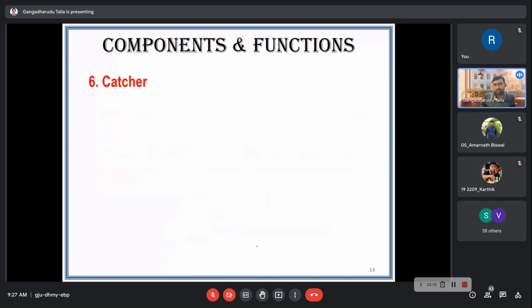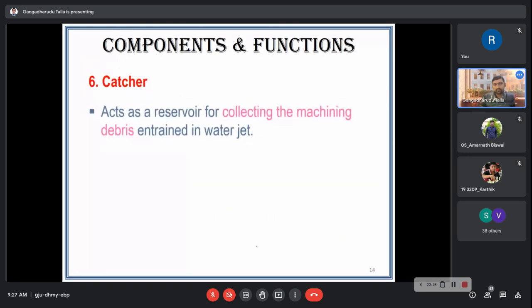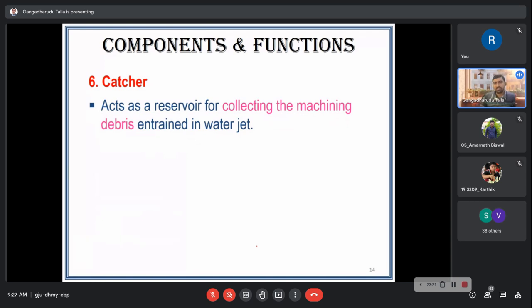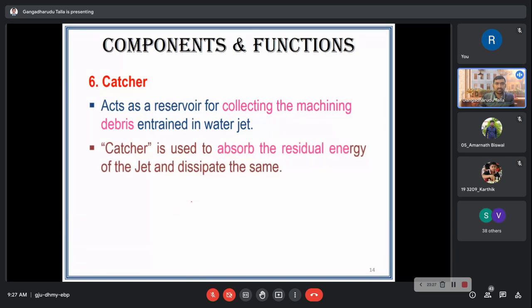So that is V_w. Now the function of catcher. It acts as a reservoir for collecting the machining debris. Okay, you have seen that in the figure. Now the catcher is used to absorb the residual energy of the jet and dissipate the same. That is one more thing. There are two functions here. One is to collect the debris that are formed during the water jet machining. Second is to absorb the residual energy. So this water jet has some energy left in it, even after cutting. So that will now be nullified once the water enters the catcher.